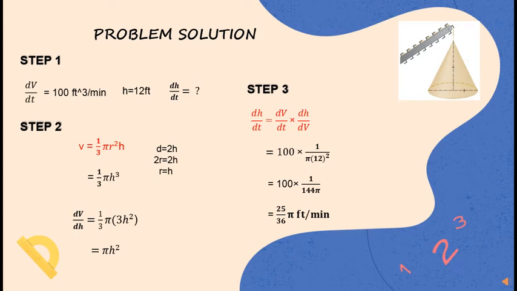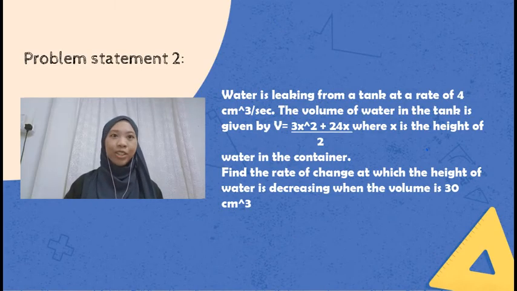And now we can differentiate to get dV over dh, which is 1 over 3 times pi, times the derivative of h to the third power, which is 3h squared. Cancel 3 and we get pi h squared. Last step, we can calculate dh over dt, which is 100, that is dV over dt, times 1 over pi times 12 squared, and we get 100 times 1 over 144 pi, and finally the answer is 25 over 36 pi. Let's discuss another question.